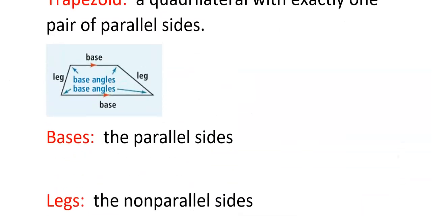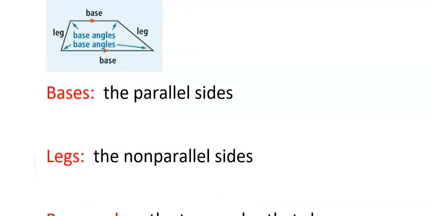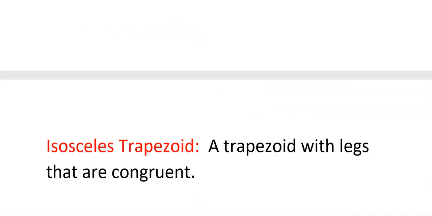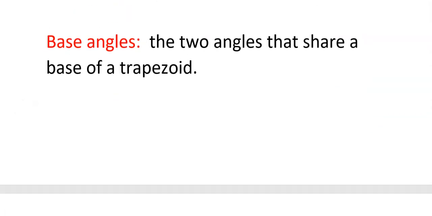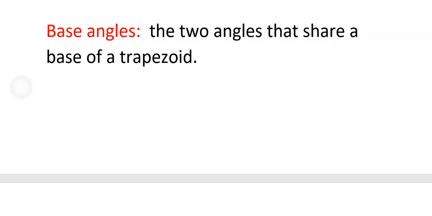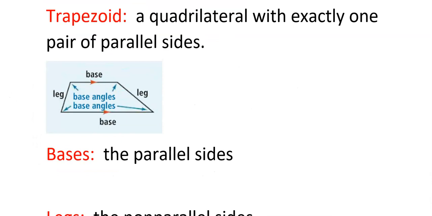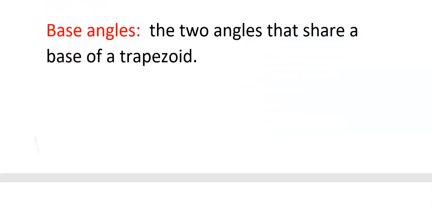The legs are the non-parallel sides. When you look at the legs, those are going to be the ones between the bases. Here, again, they are not the same length. They define base angles, and I talked about this, I just didn't use the same words: the two angles that share the base of a trapezoid. So the base at the bottom has 2 base angles that go with it. The base at the top has 2 angles that go with it.